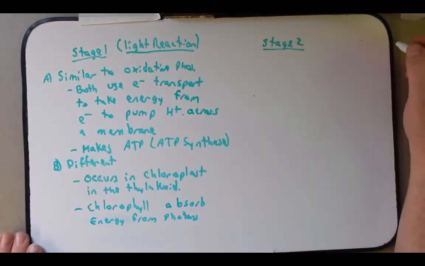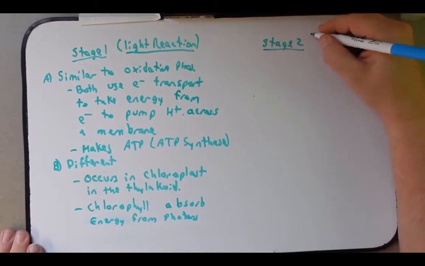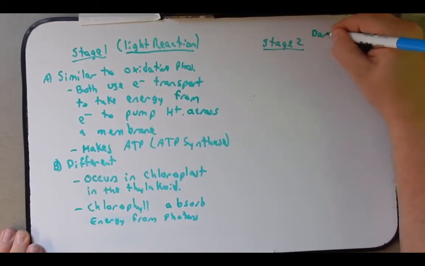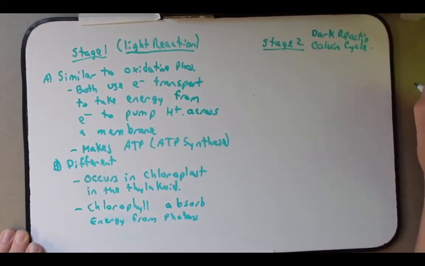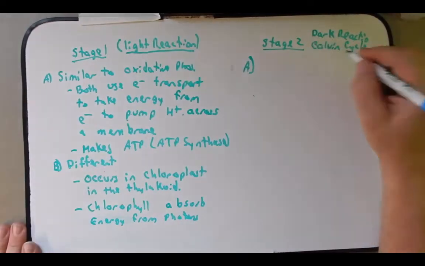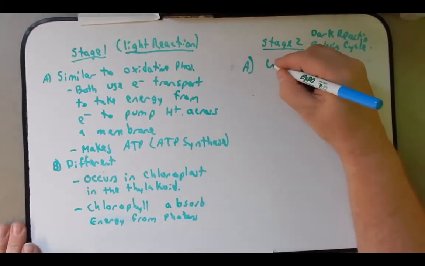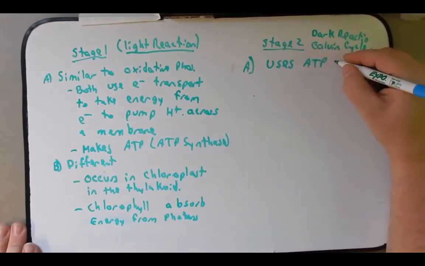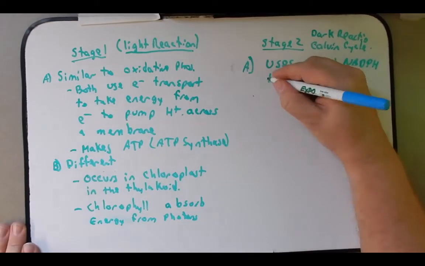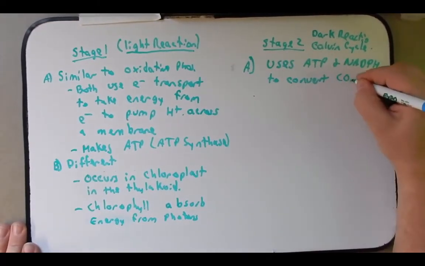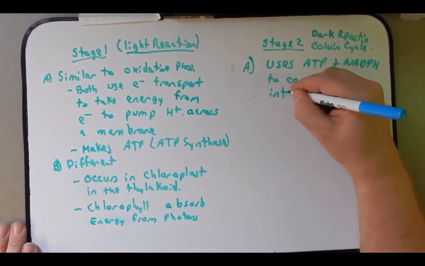Now, stage 2 is sometimes called the dark reaction and sometimes called the Calvin cycle, after one of the individuals who worked on and discovered this cycle. Okay, stage 2 uses the products of stage 1, ATP and NADPH, to convert carbon dioxide into sugar.